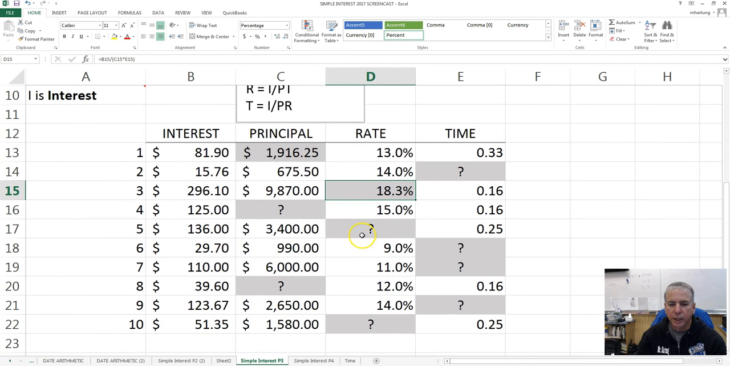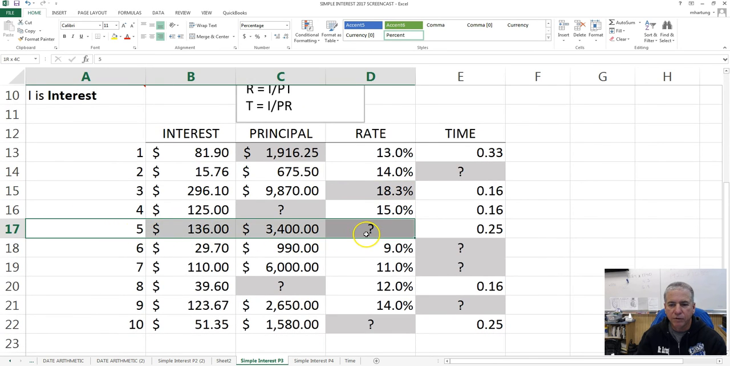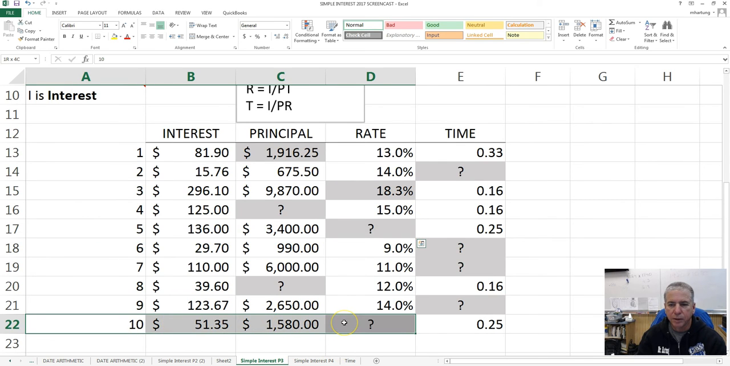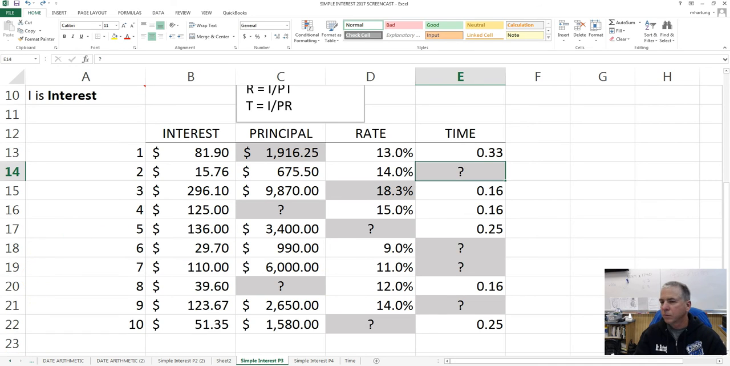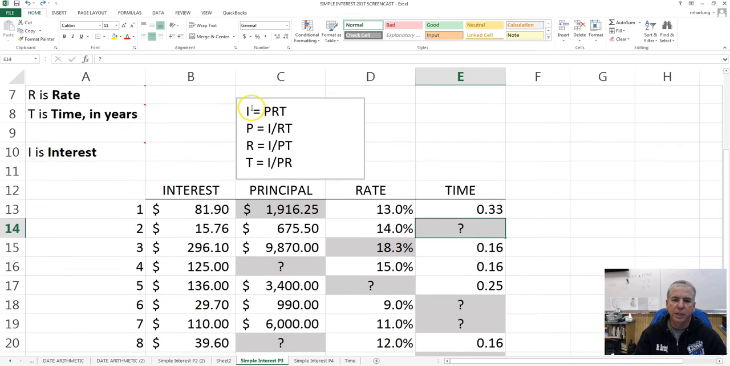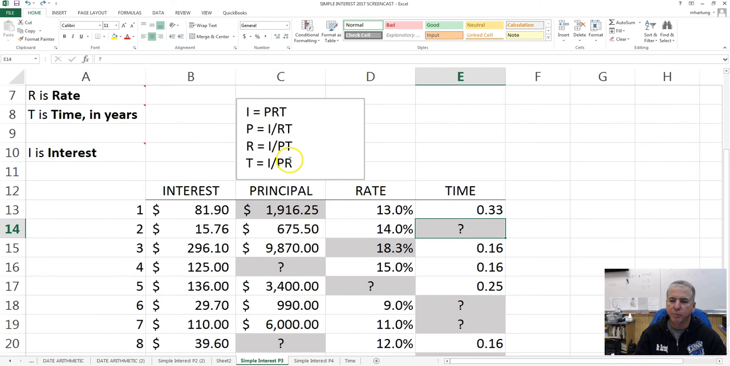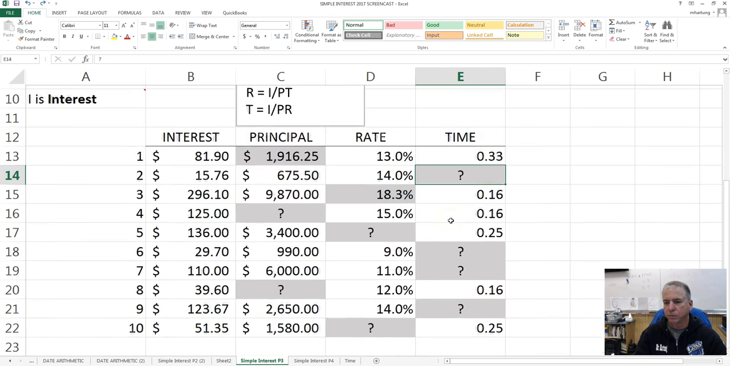So now you can go ahead and finish line 5, find the rate of interest there, and then also line 10. And then we'll come back and look at our last one, and that is calculating for time. And our last one, calculating for time. T equals I divided by PR.